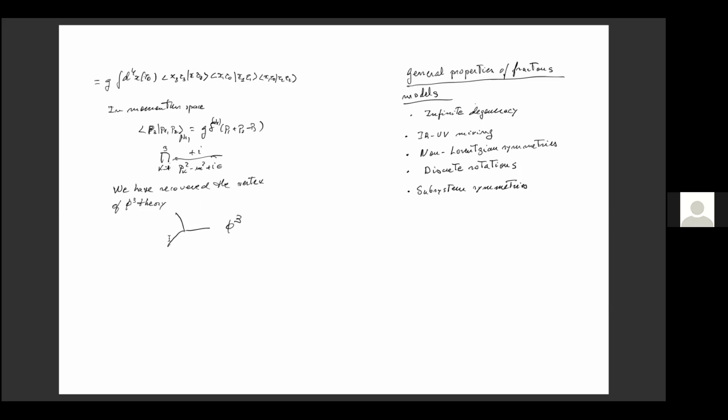And if you do the calculation in momentum space, you find this sort of thing: the delta function and the product of the external propagators. And that is precisely the vertex, the Feynman rule of the vertex of phi cube theory. And we have not done more in that time.